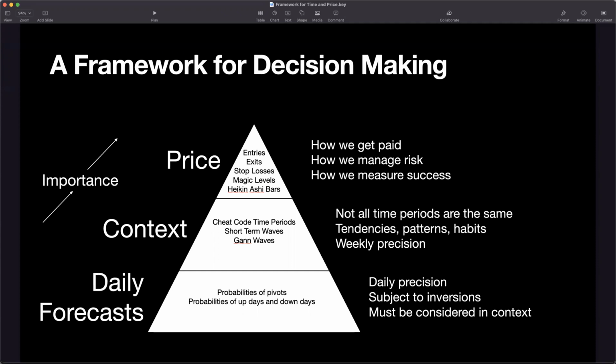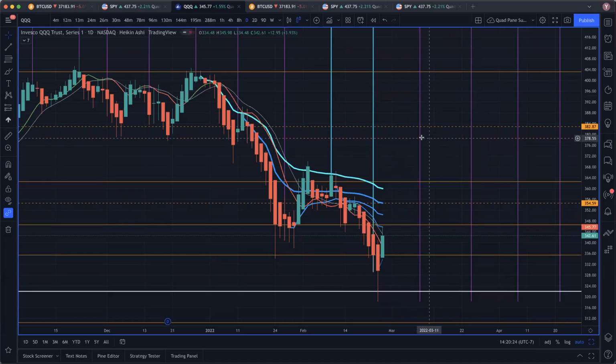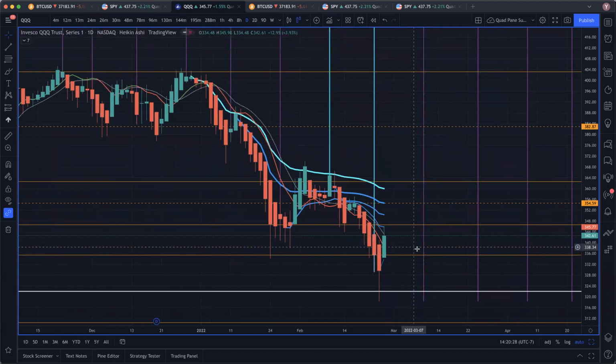Okay, so let's take a look at what we are seeing in the markets right now. When it comes to price, we look at a number of different things. We look at price relative to the magic levels, which are the white and orange lines here, and also relative to the VWAPs. These are the blue curved lines.